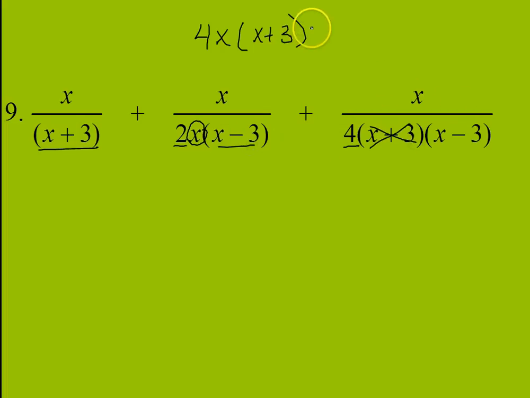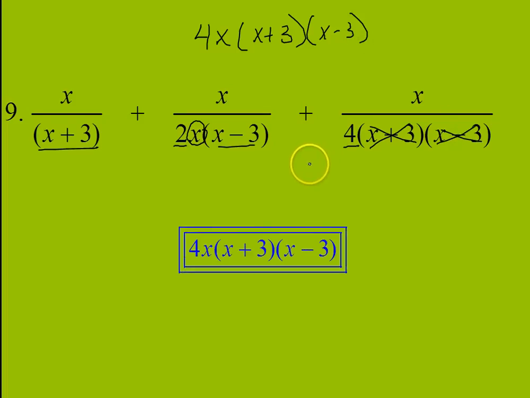I have an x minus 3 that I need to take into account. That takes care of this one over here. So my common denominator would be a 4, an x plus 3, and an x minus 3. Okay, so if you have 3 terms, you've got to make sure that you accommodate all 3 of them.